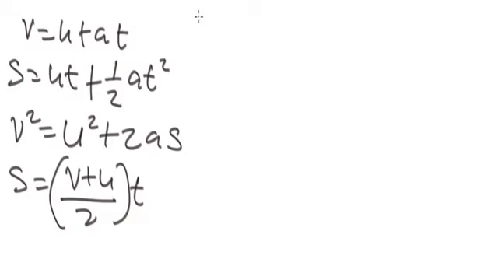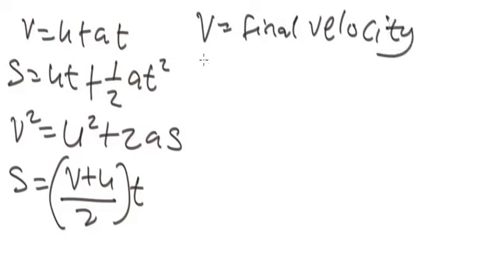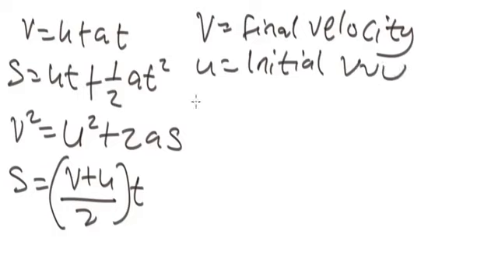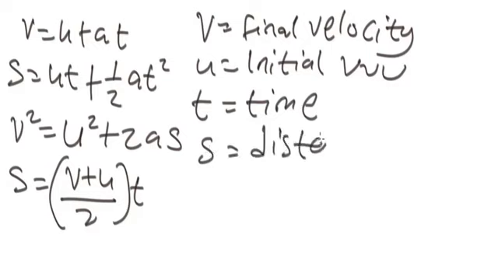Let me write it here for you. Our v is final velocity. Alright, our u is initial velocity. Then we have t is time, x is distance. Alright, so these equations are very important in motion under physics.